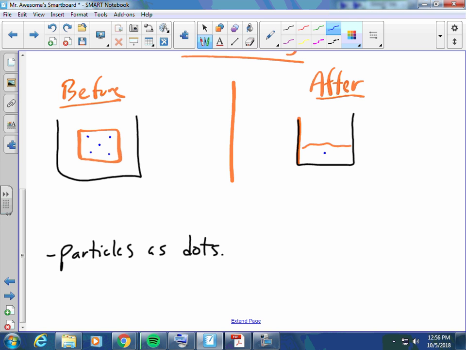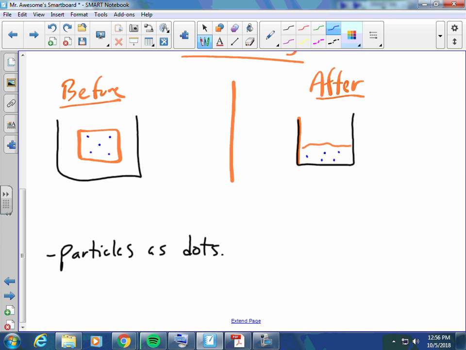Okay, so where did the particles go? I have to draw them somewhere. But we're saying with our reasoning, our evidence, that these things, they're still there. They're just arranged differently now, and they're acting differently. This is just a physical change, just a change in phase or state. Okay, that's all it is.